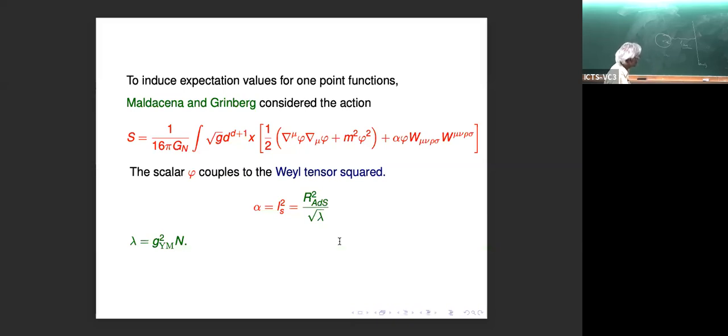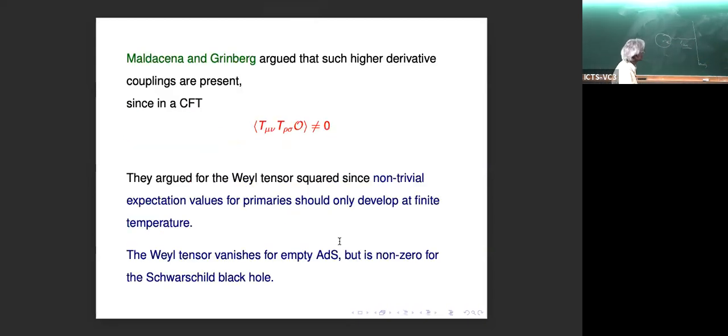But you can see immediately, because it's a higher derivative coupling, in terms of AdS5 it is suppressed by the 't Hooft coupling. So it is certainly the next order calculation. They argued that these higher derivative couplings are always present because you have 3-point functions of this kind, T, T, O, in the CFT. By Ward identities, you can get this. And because this is non-zero, such couplings are always present. They argued for such things.